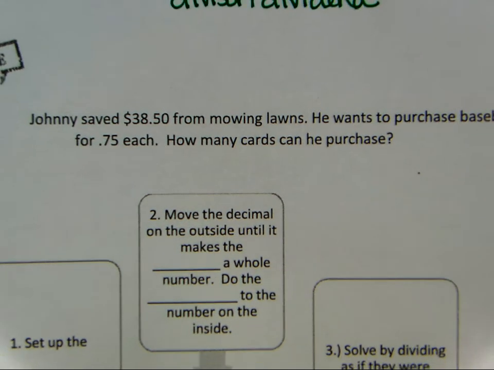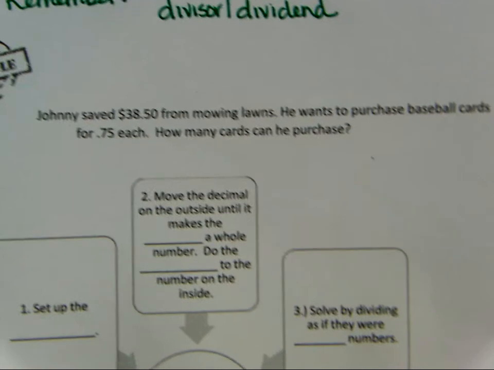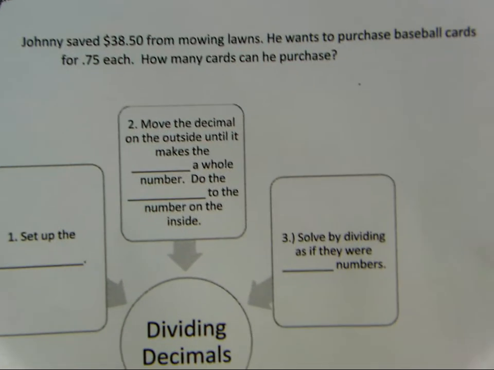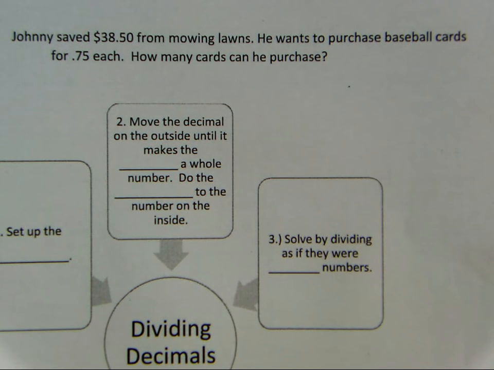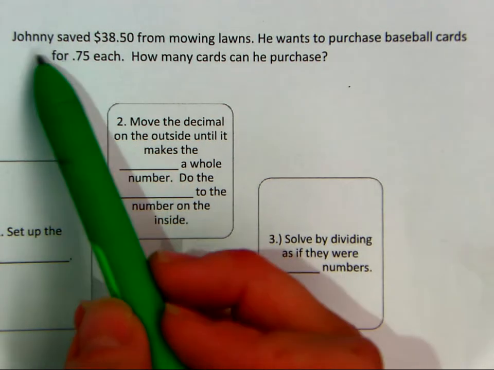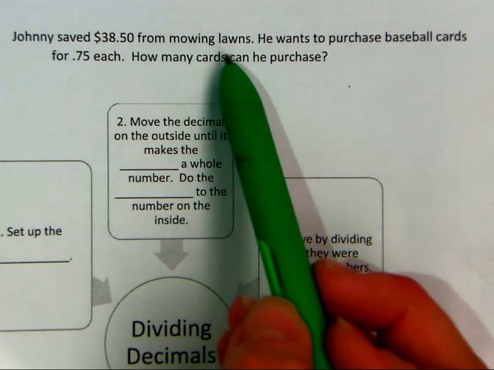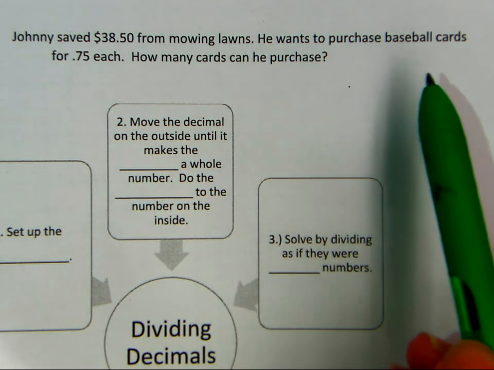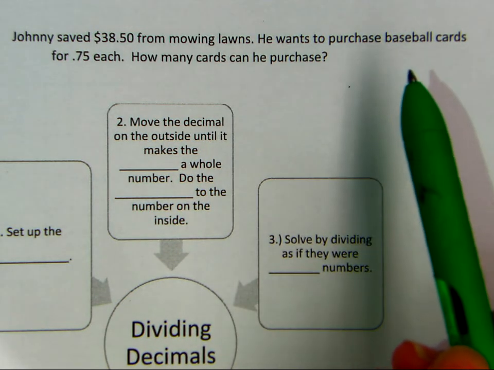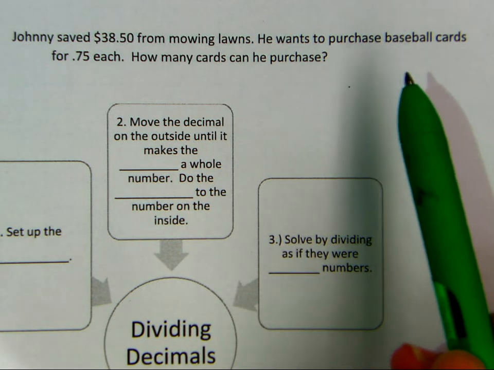And when we get word problems, I want us to be able to mark the text in a way that will help us solve. So from this point on, whenever we have word problems, I want us to circle the numbers and underline the words that go with the numbers. So for example, in this question, Johnny saved $38.50 from mowing lawns. He wants to purchase baseball cards for 75 cents each. How many cards can he purchase?